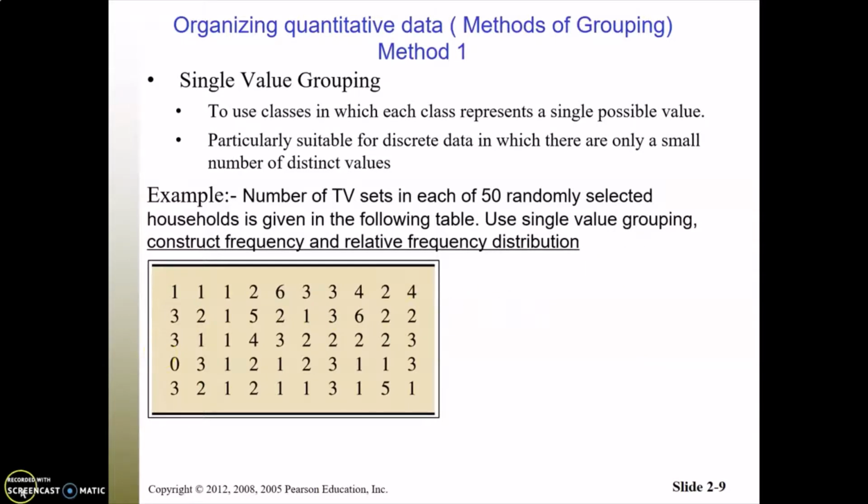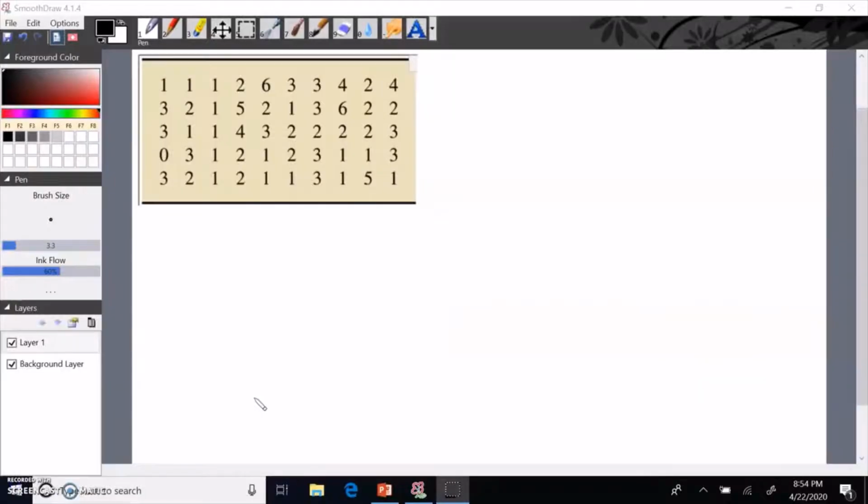How we are going to do that, I will show you in a minute. So this is the data we have. These are the number of televisions in a certain household. Somebody says I have 3 televisions, somebody says I have only 1 television. These are the 50 households from which we get the data.